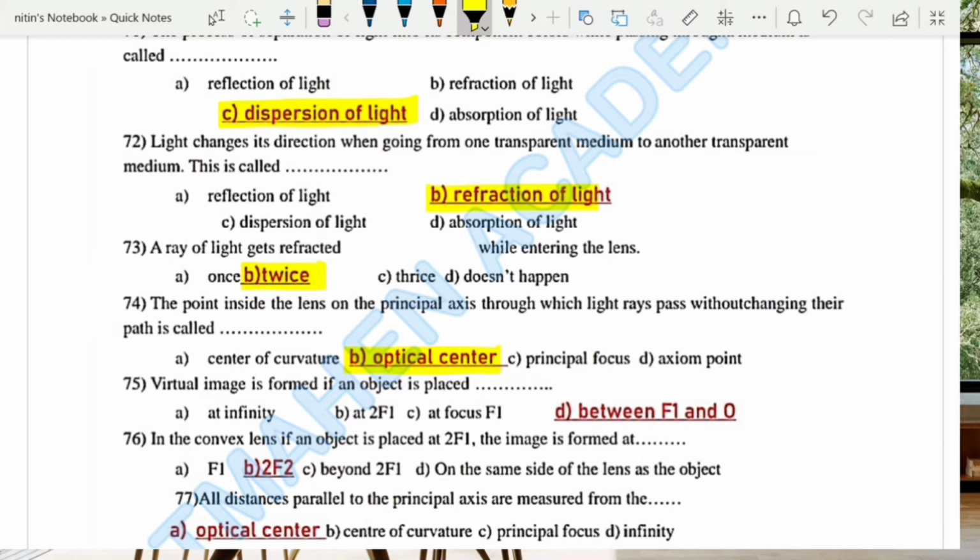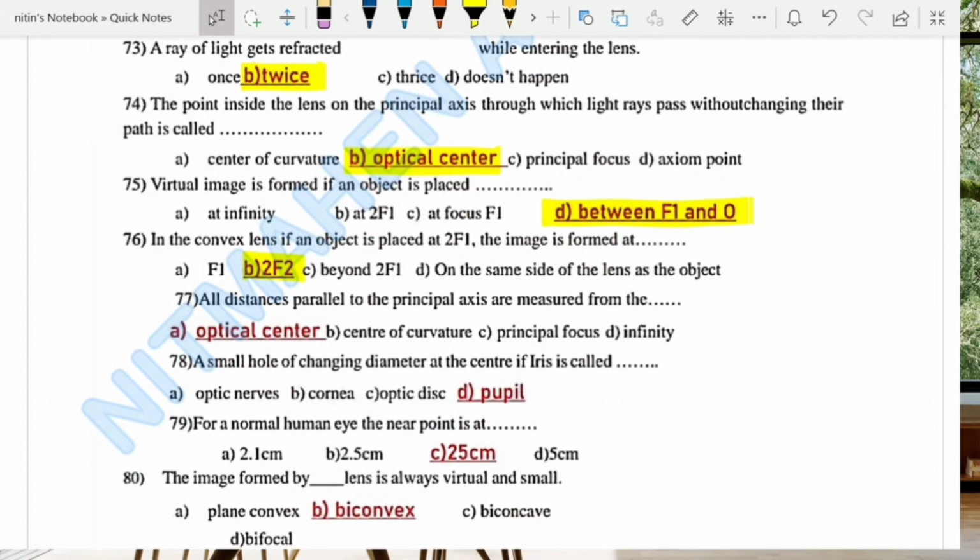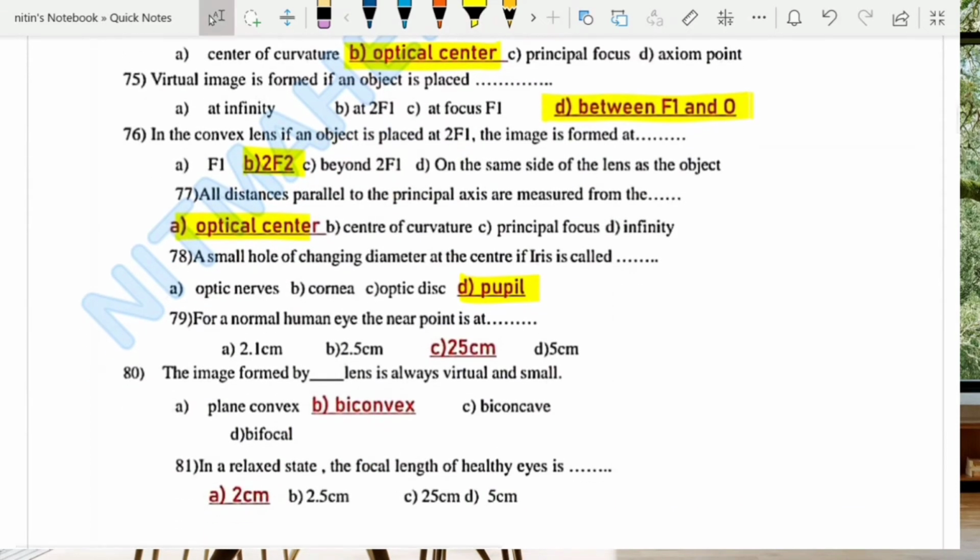A virtual image is formed if an object is placed between f1 and O. In a convex lens, if an object is placed at f1, the image is at f2. Next, the distance parallel to the principal axis measured from the optical center. A small hole changing diameter at the center of the iris is called the pupil. For a normal human eye, the near point is about 25 centimeter.